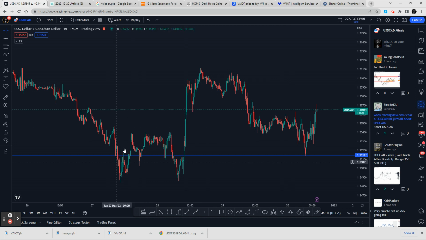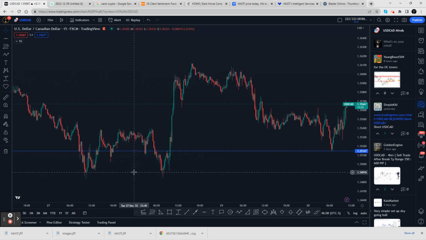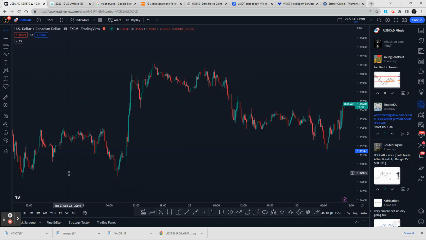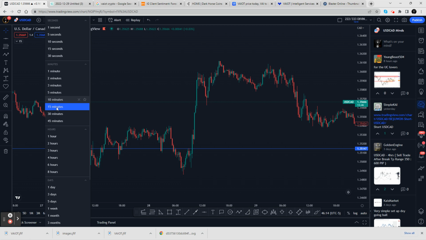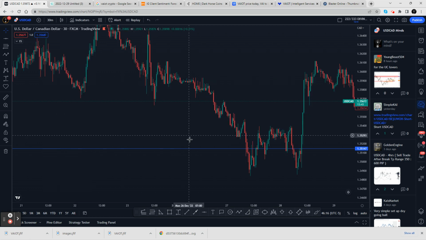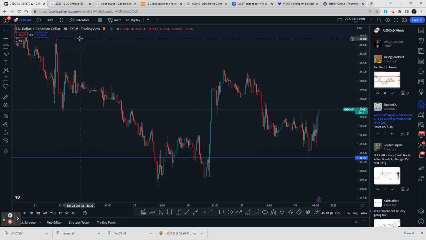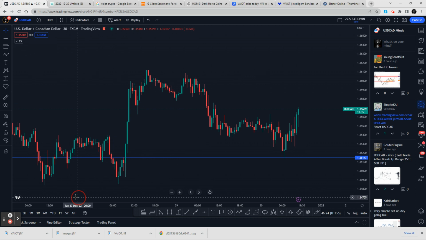Like right here, some people would deem this as probably some type of funky inverted head and shoulders pattern, and they can argue it. It's not the best. Maybe if I go on a higher time frame, let's maybe look at the 30-minute. Let's see.